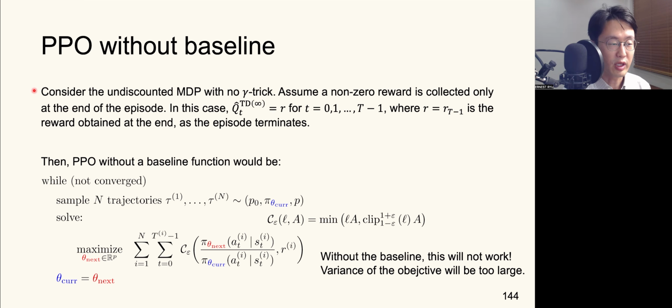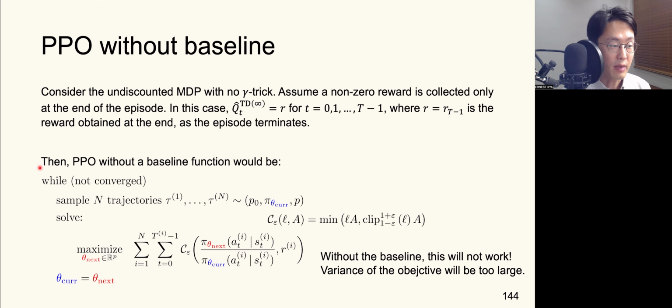So let's consider this specific setting relevant to the reinforcement learning of large language models. Let's consider this undiscounted MDP, but we don't use a gamma trick. So gamma is one. There's no artificial gamma. We assume a non-zero reward is collected only at the end of the episode. So there are no intermediate rewards. The episodes can terminate, and when the episode terminates, we get a reward. In this case, our TD infinity estimator is just the reward that we collect at the terminal time. And so here, since there are no intermediate rewards, instead of assigning rewards to all the time steps, let's just assign the total reward, which we collect at the terminal time. And let's just write that as R.